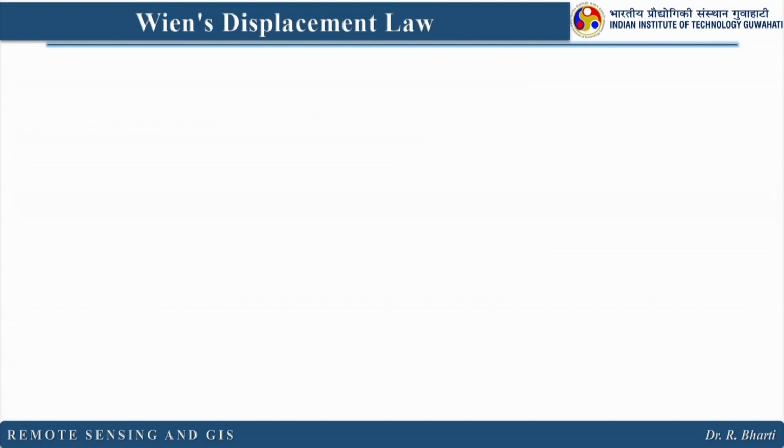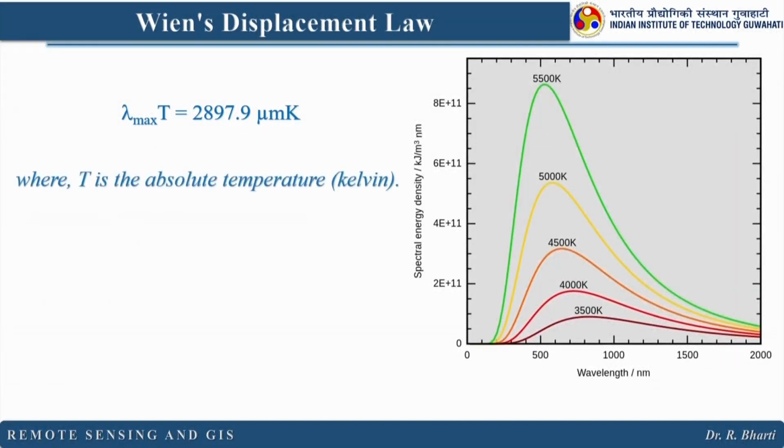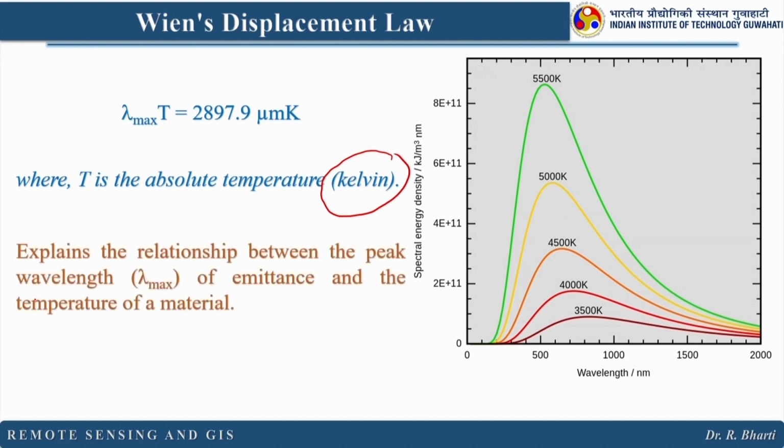The next concept is Wien's displacement law, where lambda max T is equal to this number, right? Here T is the absolute temperature, which is always considered in Kelvin, and it explains the relationship between the peak wavelength of emittance and the temperature of the material. So if you know the temperature of the material, you can always find lambda max, that is, the wavelength at which this material will give you maximum emissivity, right?